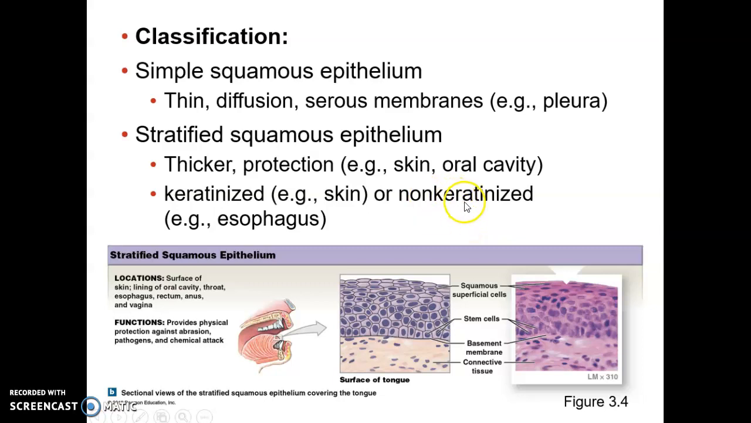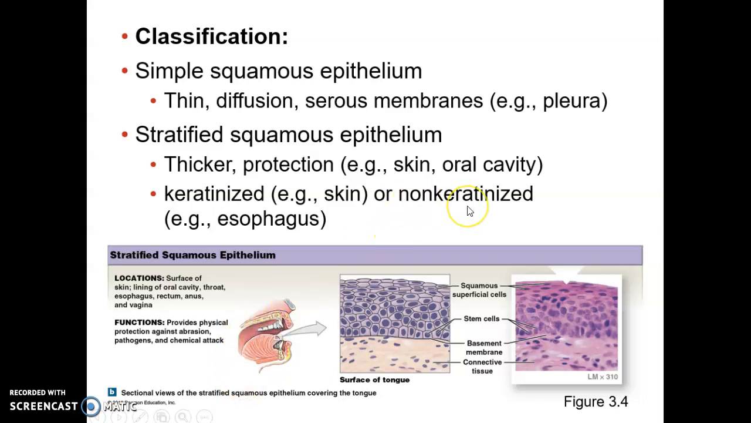So keratin is a nice, tough, strong protein that's produced by these epithelial cells. And the keratinized stratified squamous epithelium has a lot of keratin and gives the epithelium a lot of toughness and strength, but also prevents it from losing moisture. It's a dry epithelium. So that's what you have on your skin covering your body. Keratinized stratified squamous epithelium.